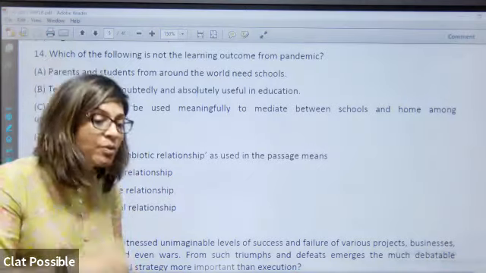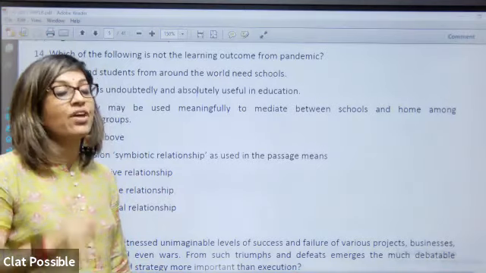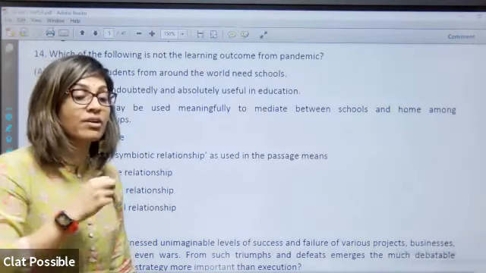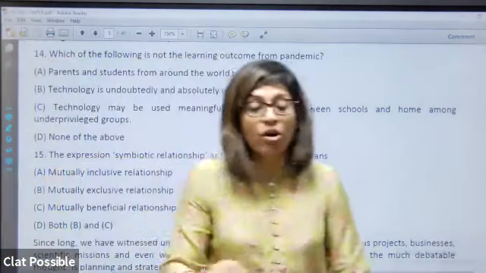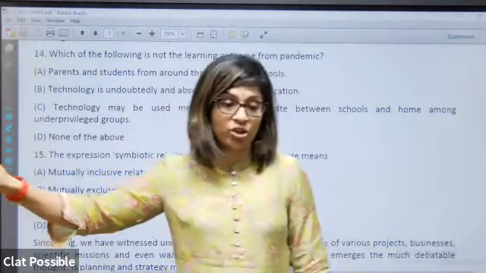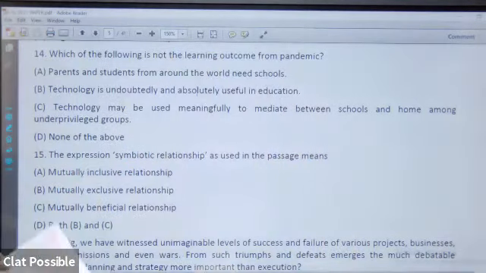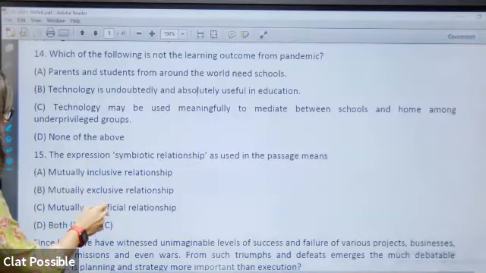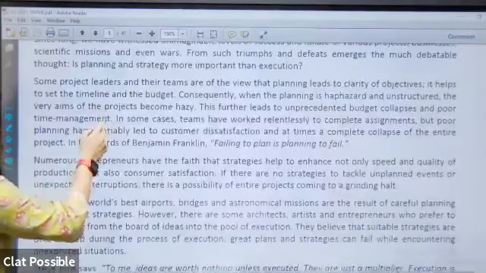That this experience of the pandemic has shown to us the need for actual physical schools with infrastructure. The author categorically states, do not think of schools as wasting infrastructure. And symbiotic relationship is what technology and schools have to show. This is mutually beneficial. Answer will be option C.